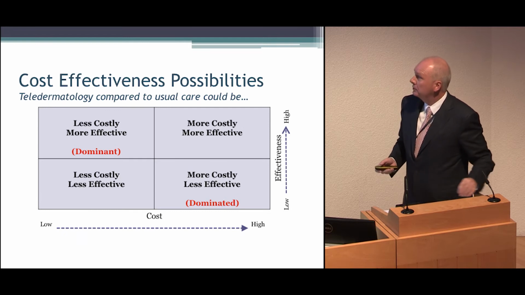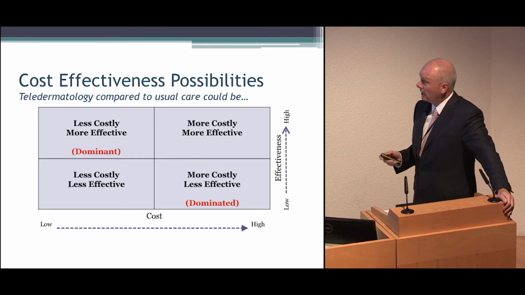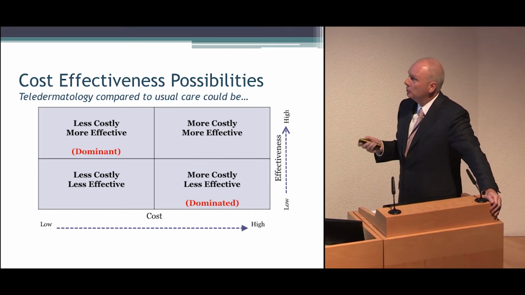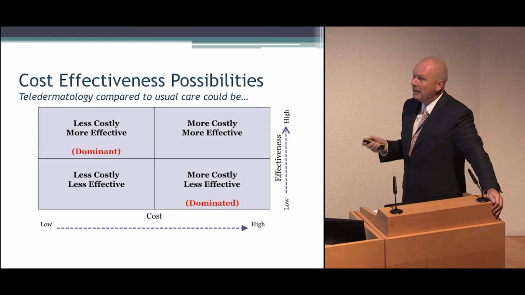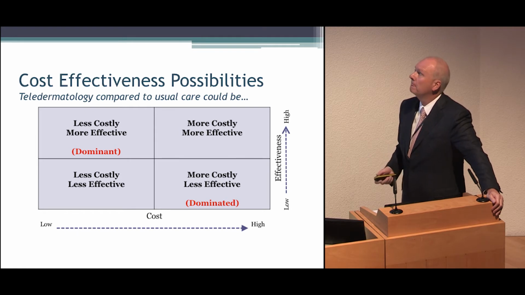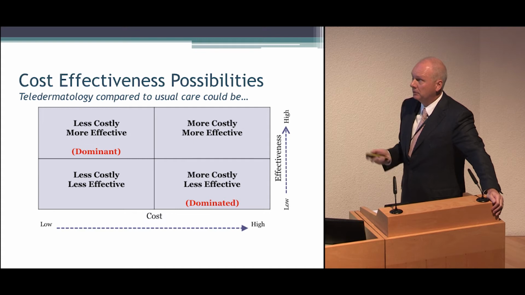And when you do have differences in cost effectiveness, there's 4 possibilities. So teledermatology compared to usual care could be less costly and more effective. And if that's the case, we would say that teledermatology is the dominant strategy. In that case, you actually don't need to generate cost effectiveness ratios because it is the dominant strategy.